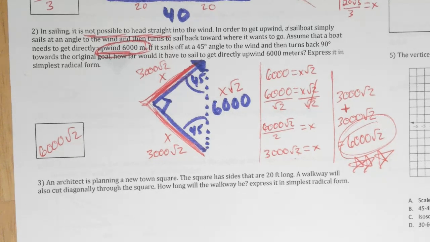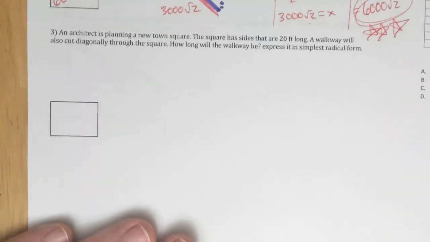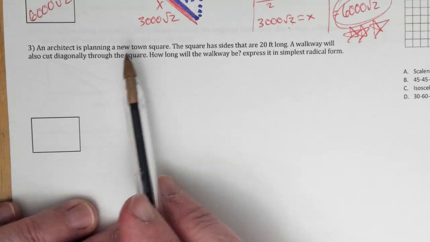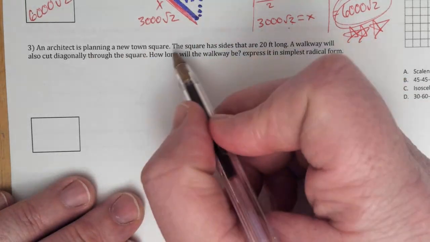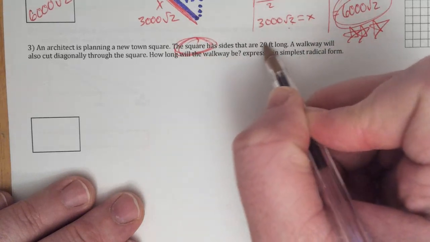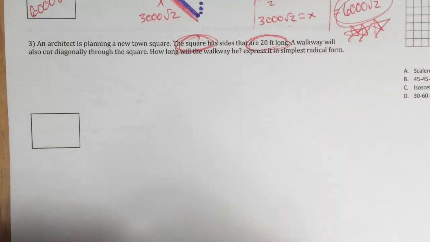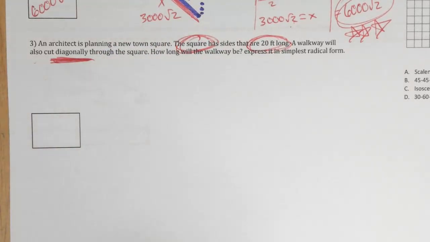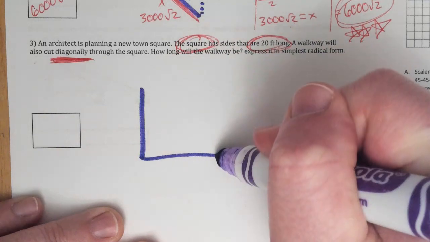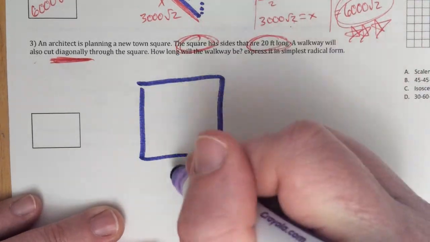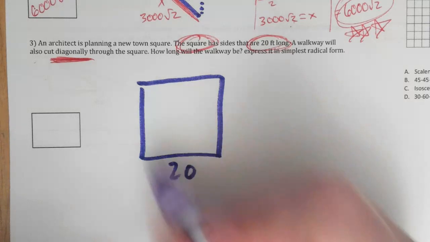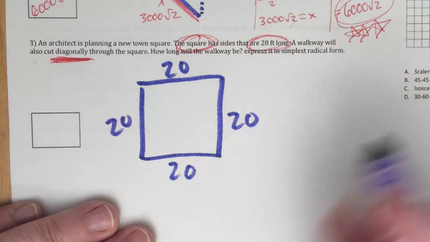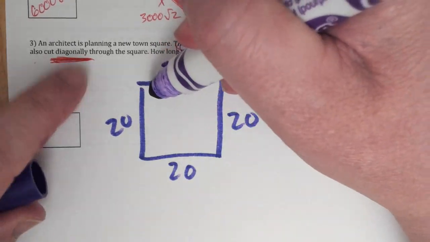Okay, and number 3. An architect is planning a new town square. The square has sides of 20 feet. A walkway will go diagonally. So we definitely need to know the word diagonally. All right, so we have a square, and that's 20. We know all of it's 20, so 20, 20, 20, 20. And diagonally means this.